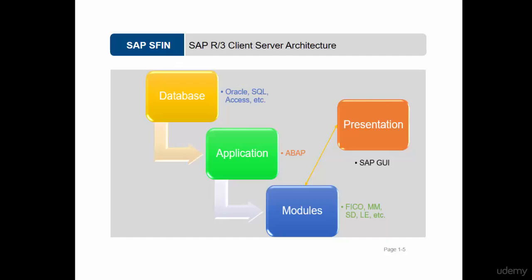SAP based the architecture of R/3 on a 3-tier client-server model: presentation server, application server, database server.